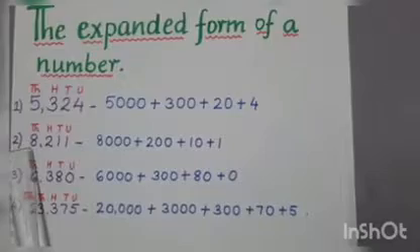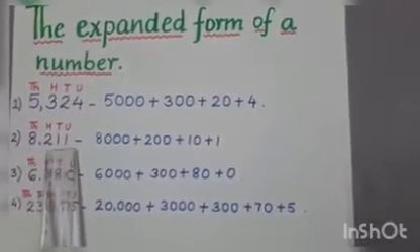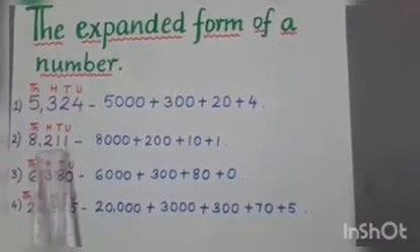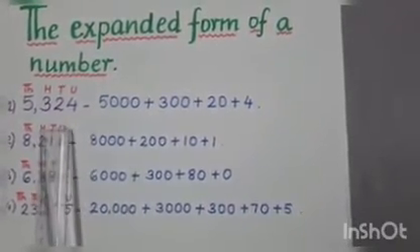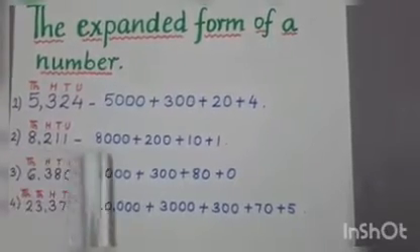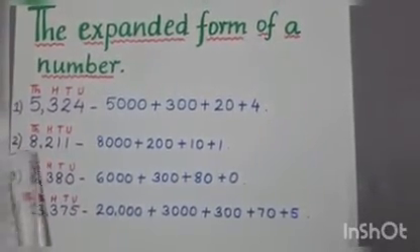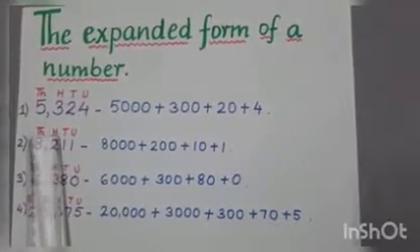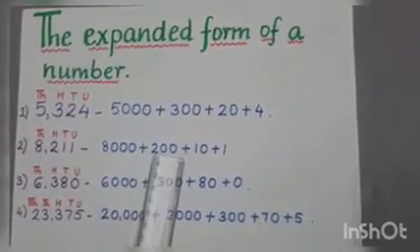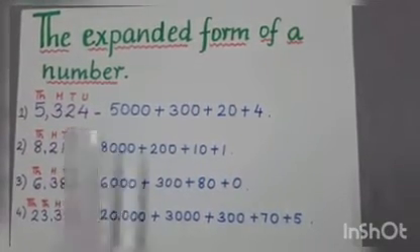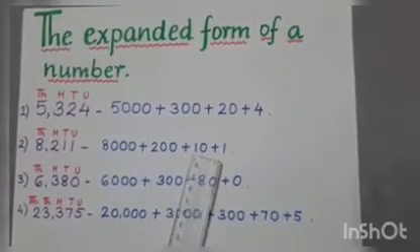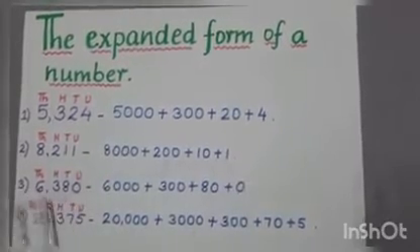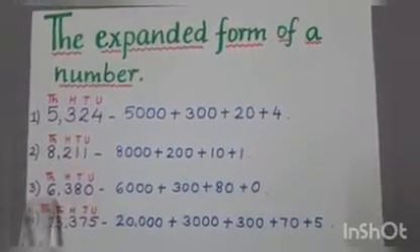The next one I have is 8211. So what is our first step, children? We have to write unit, tens, hundred and thousand. So now let's start expanding. The 8 is in thousands place, so we will write 8,000. 2 is in hundreds place, so you will write plus 200. 1 is in tens place, so we will write plus 10. And 1 is in units place, so plus 1.